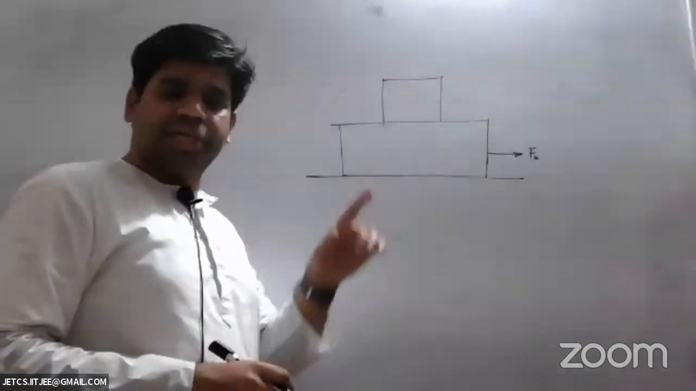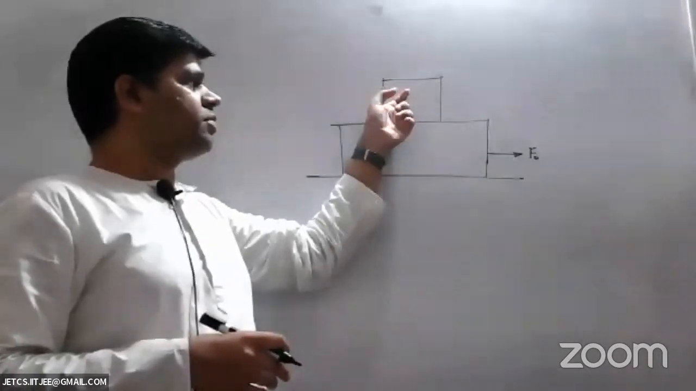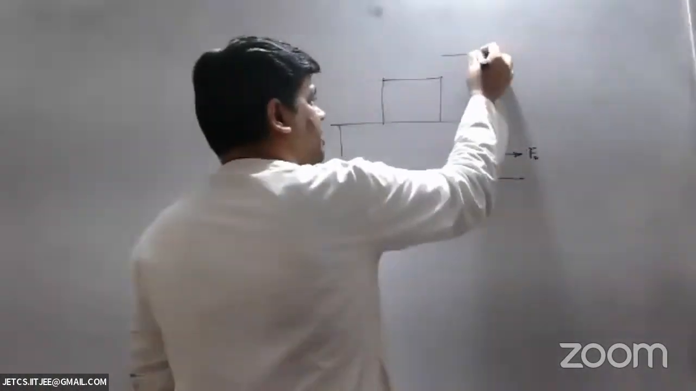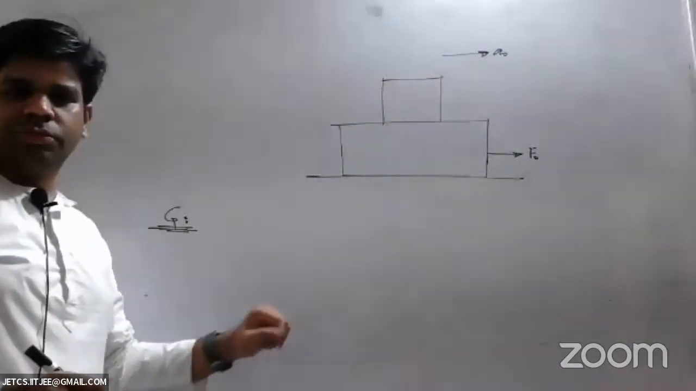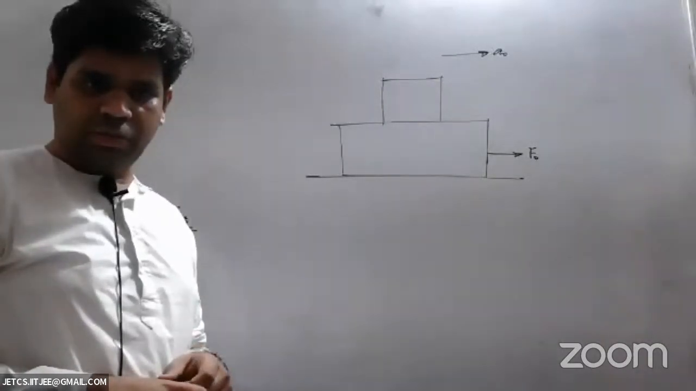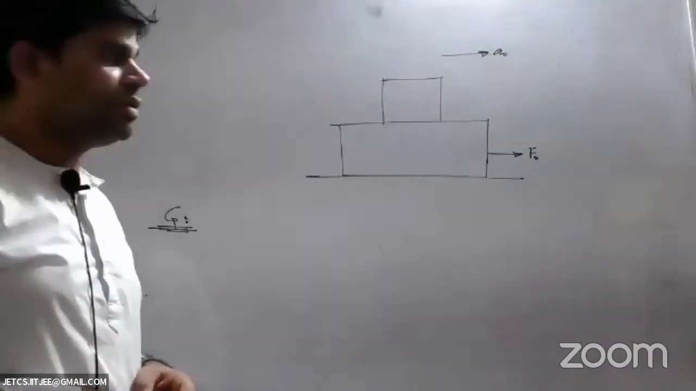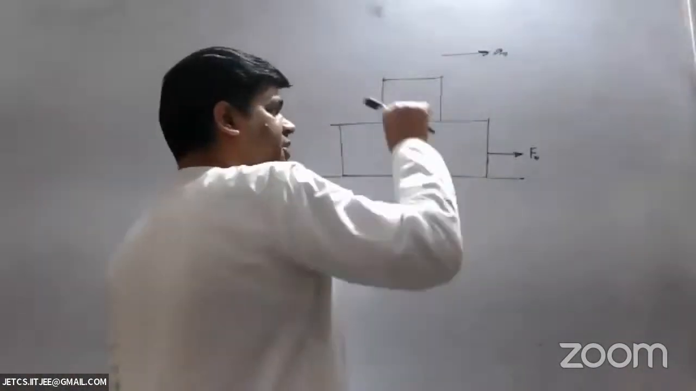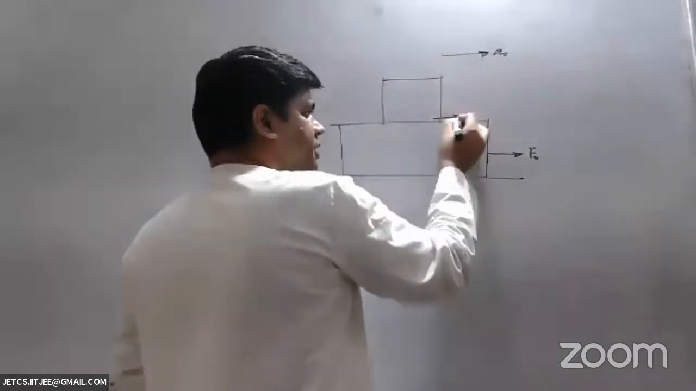What is the direction of friction, students, on the upper block? I said they are moving together towards right with an acceleration a0. So the effect is towards right. Right, sir. Towards right. Why is it so? Because my effect is towards right. The only possible force on the upper block is friction, so friction has to be towards right.